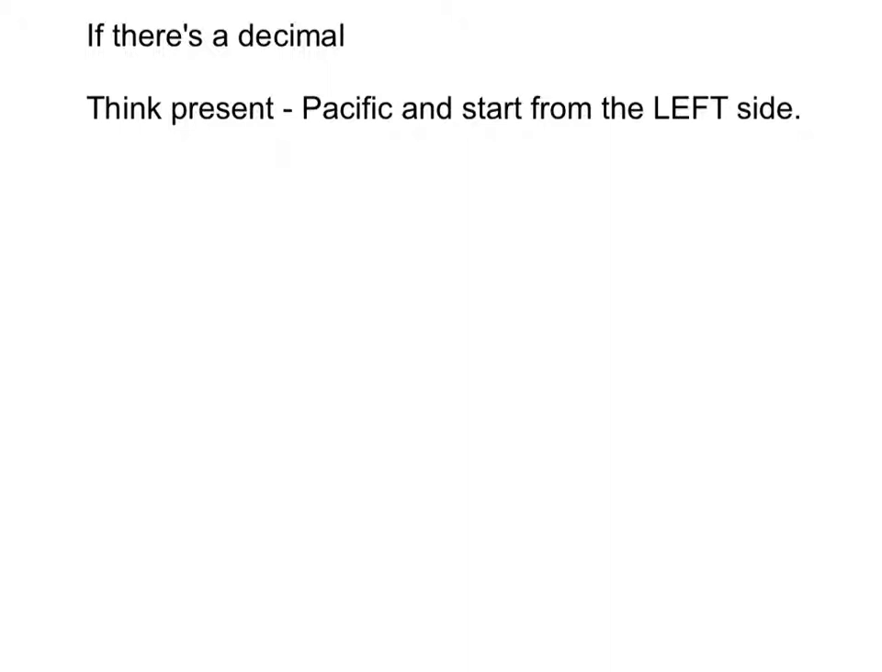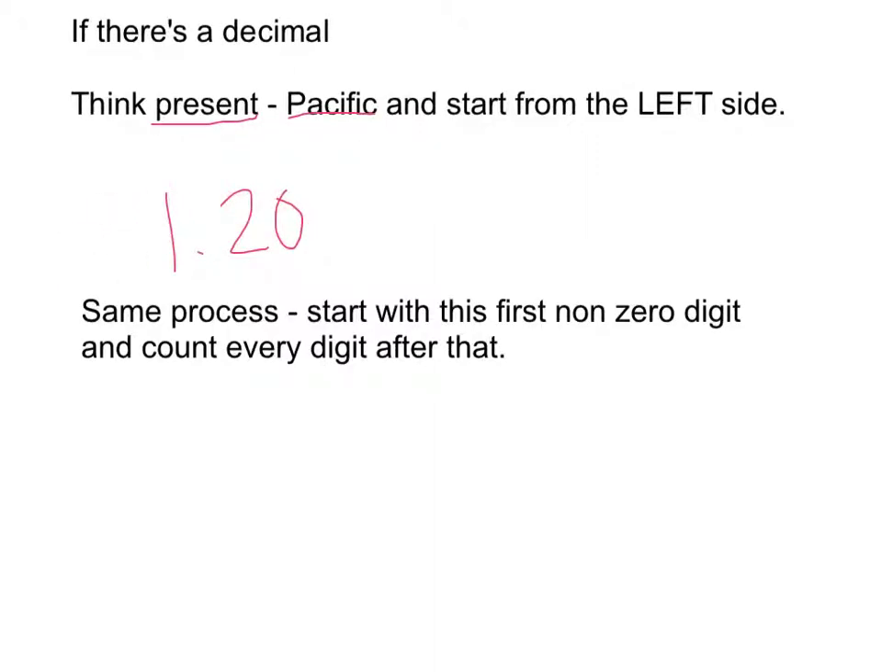On the flip side, sometimes you'll have a number that does have a decimal. Let's say we had a number like 1.20 instead of 120. There is a decimal, so we say the decimal is present. Start from the Pacific side, over here, and then you do the same thing. The rules are exactly the same. You start with the first non-zero digit and count everything after that.